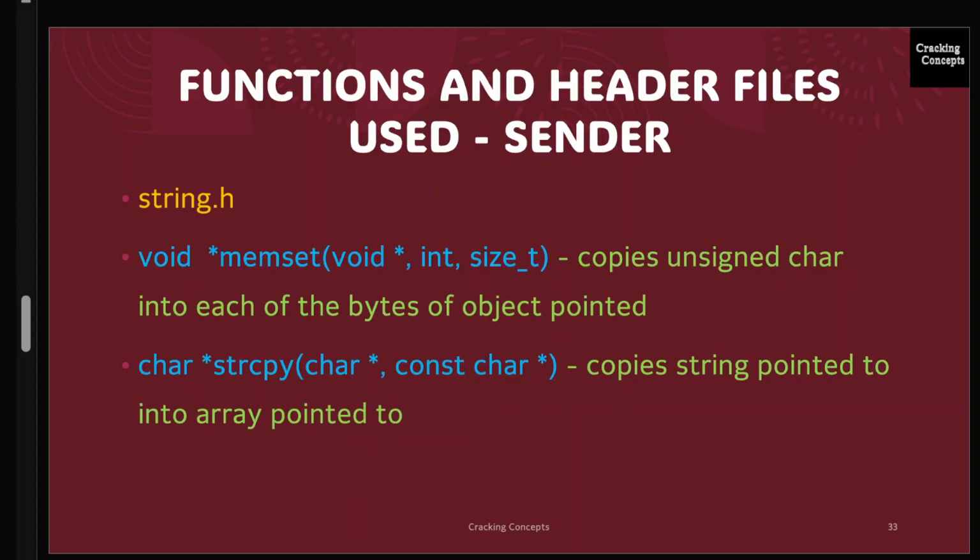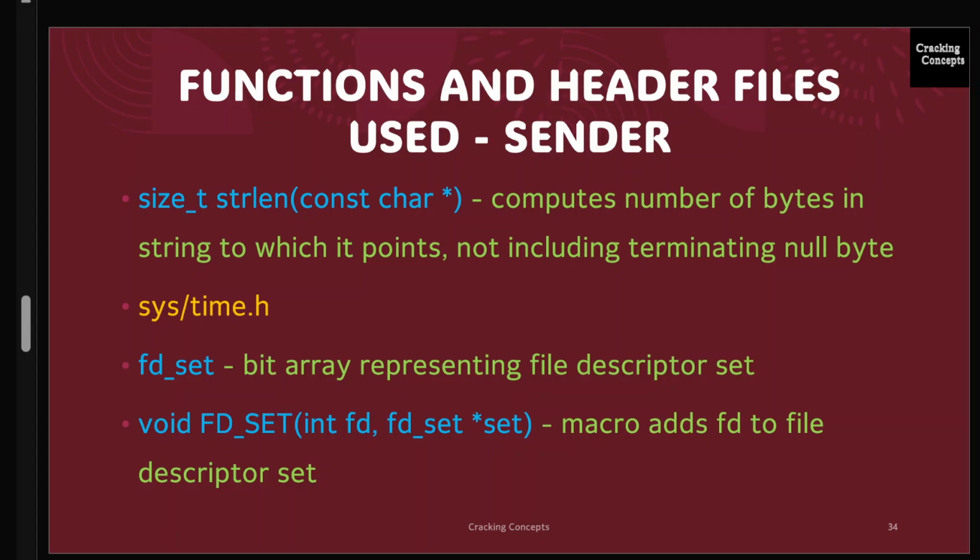Then there is the string.h header file. From that we use the function memset. Memset will copy the argument given here to each of the bytes of the object pointed by this pointer. Then we have strcpy for copying a string pointed to into an array pointed to by this pointer. Then we have the string length, strlen. It will compute the number of bytes of the string without including the null byte.